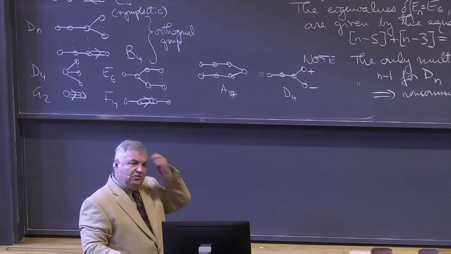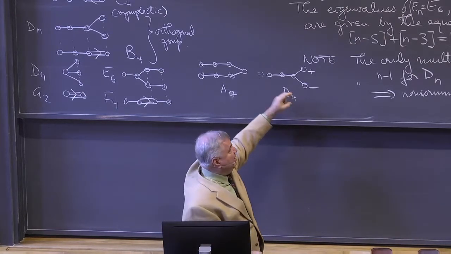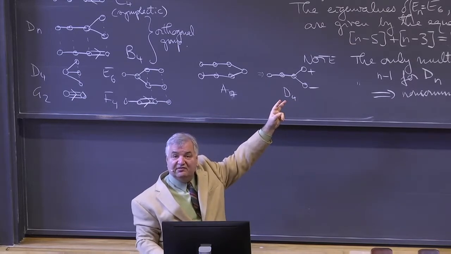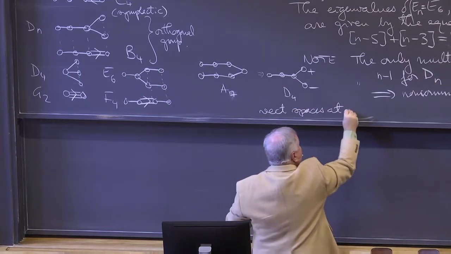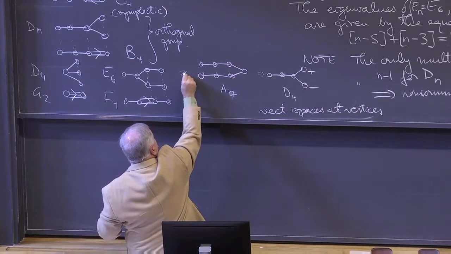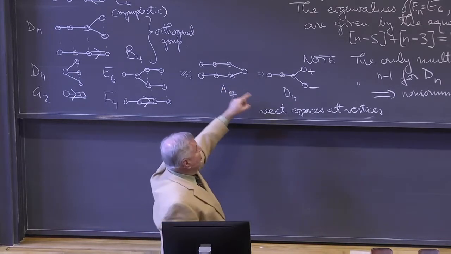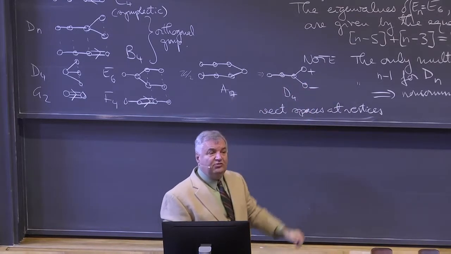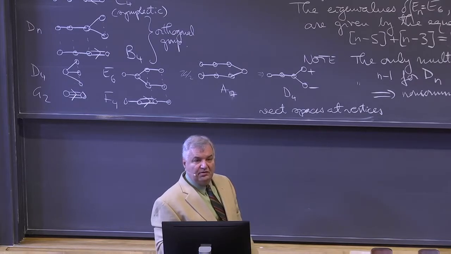So to imagine this kind of orbifold, what you do is you imagine that there are vector spaces at the vertices. And you have a group here, the symmetry Z mod 2, which acts. And in this case, you have here the orbits, and the one in the middle, which is acted on by Z mod 2, splits into 2, according to the characters of Z mod 2, plus and minus.